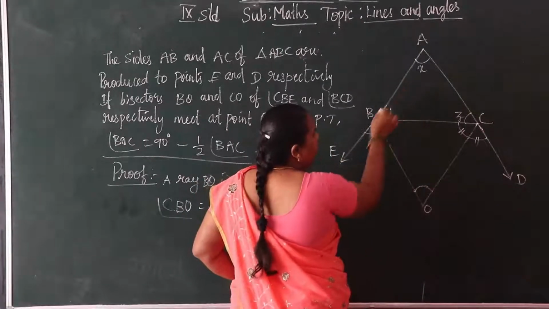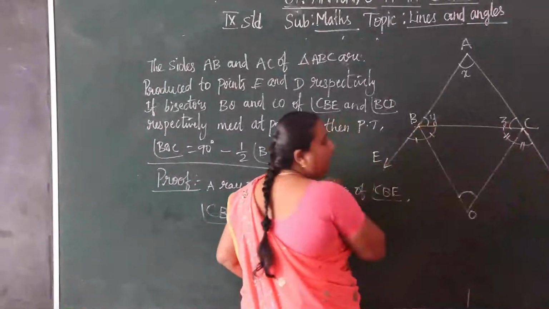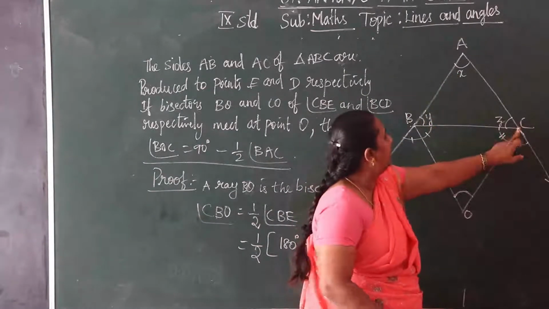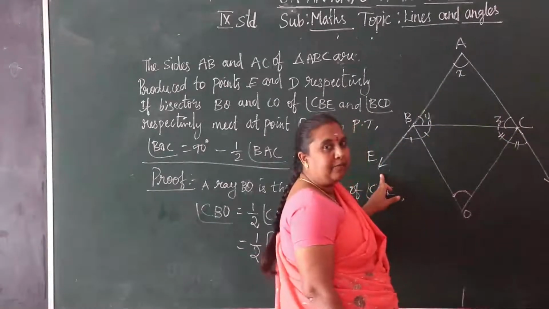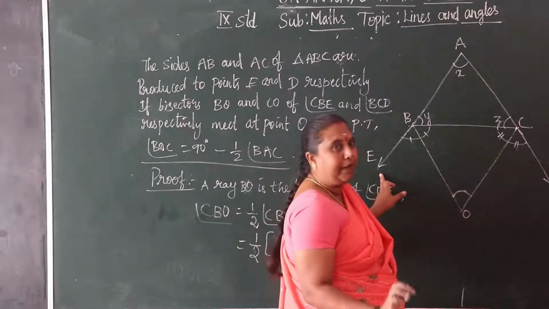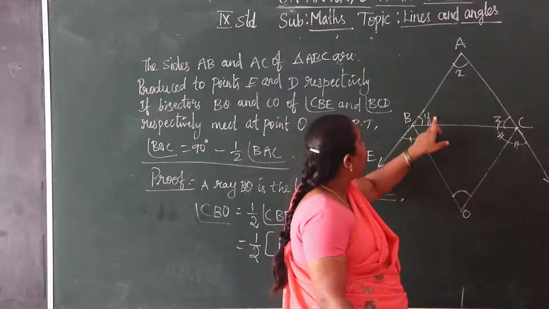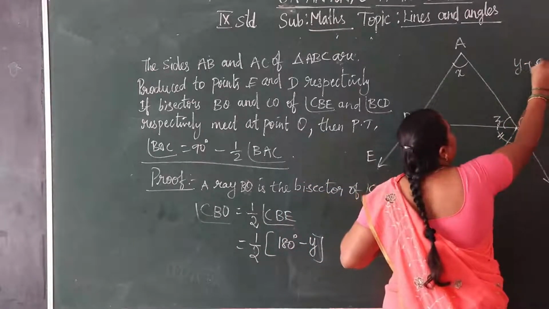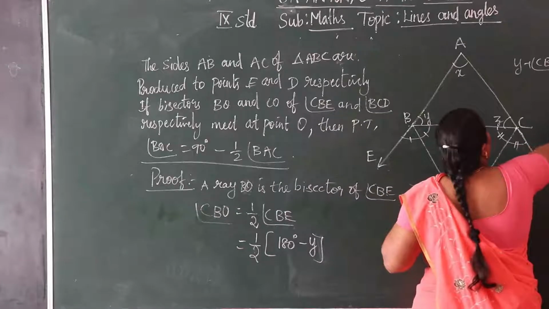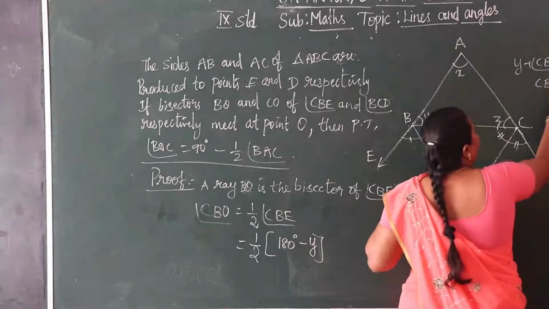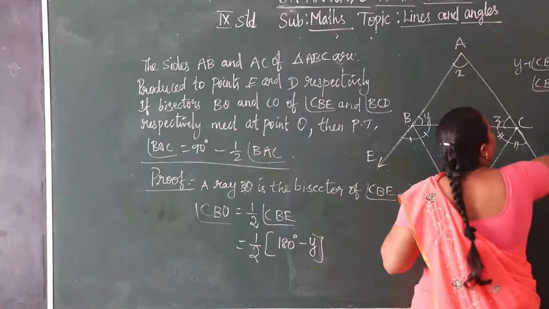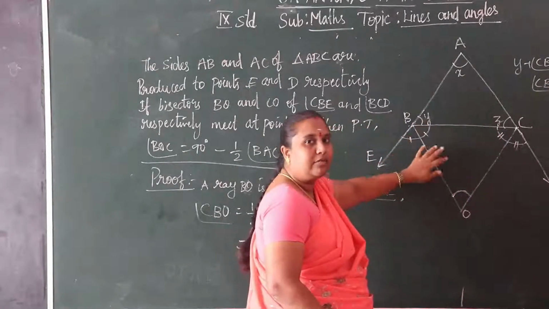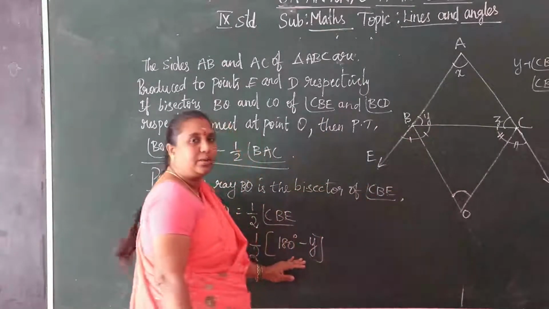See this one: angle ABC plus angle CBE equals 180 degrees, by supplementary angles or linear pair. So Y plus angle CBE equals 180 degrees. Now we can take angle CBE equals 180 degrees minus Y. Is it right? 180 degrees minus Y for CBE. So that only we wrote here.